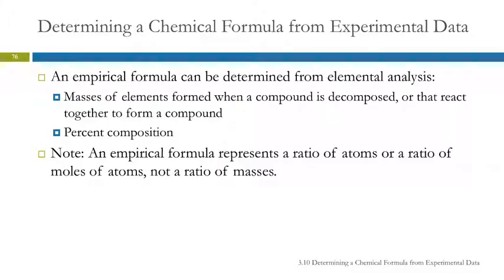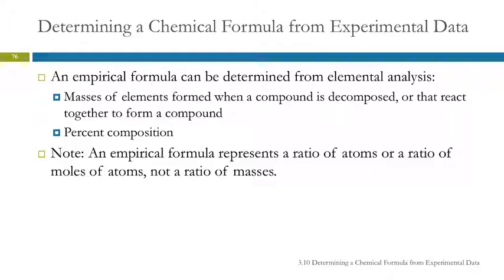Determining a chemical formula from experimental data. This is how empirical formulas are determined. So we can determine it from elemental analysis. We can take a compound and decompose it into the individual elements and measure the masses of the elements. Or we can measure the masses of the elements that combine, react to form a compound.